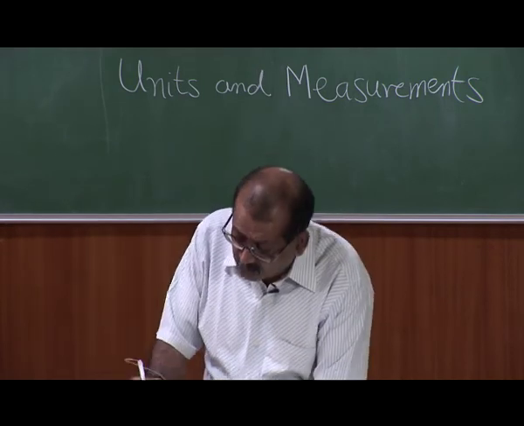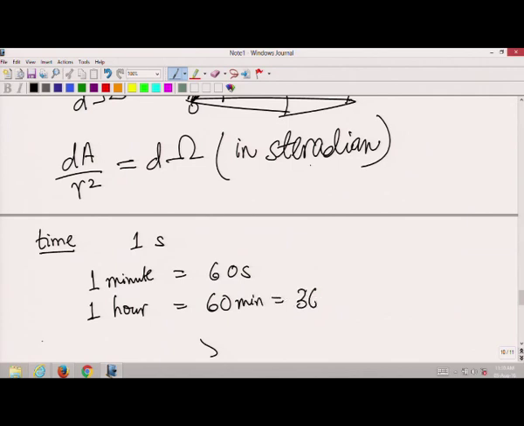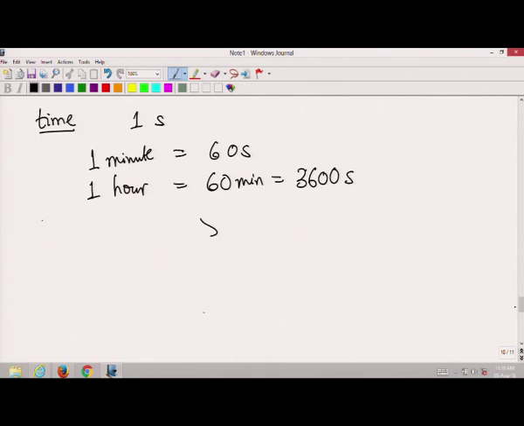For example, when we talk of time, 1 second is the SI unit which we have talked of, but sometimes we could measure time in terms of minutes, where 1 minute is equal to 60 seconds, or we could talk in terms of hours. So, 1 hour is equal to 60 minutes, and this is equal to 3600 seconds. Depending on how big our duration is, we could use things like this.